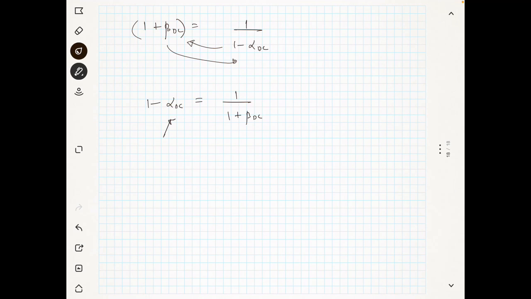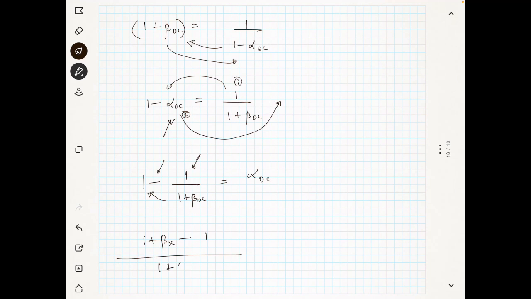Now we want to find alpha dc. Okay, so I can bring this term here and move this to the right side. If I move term 1 to the left side, it becomes minus. So 1 minus 1 by 1 plus beta dc is equal to, if I move term 2 to the right side, it becomes plus, so alpha dc. Now I can simplify this, so this becomes 1 plus beta dc, then you have to include the minus sign, then 1 divided by 1 plus beta dc, that is equal to alpha dc.